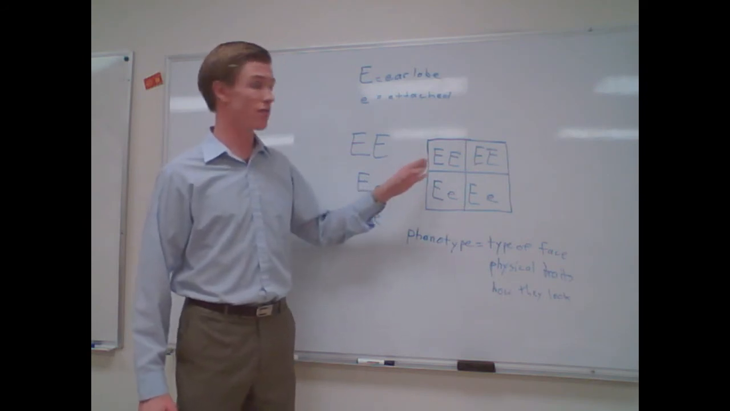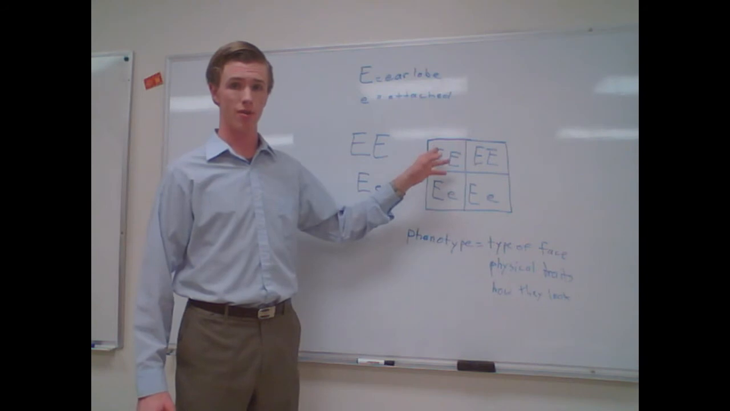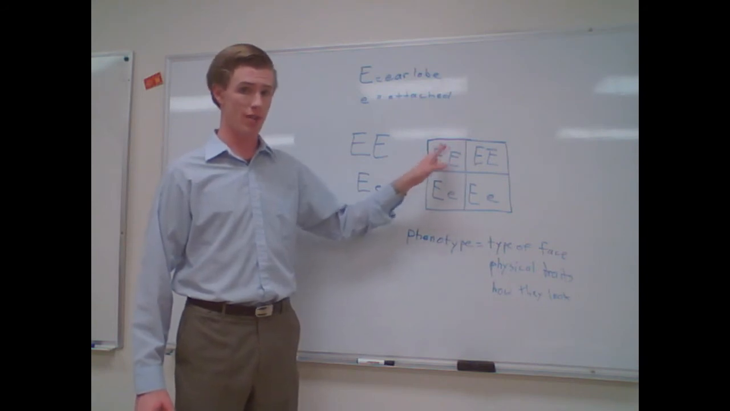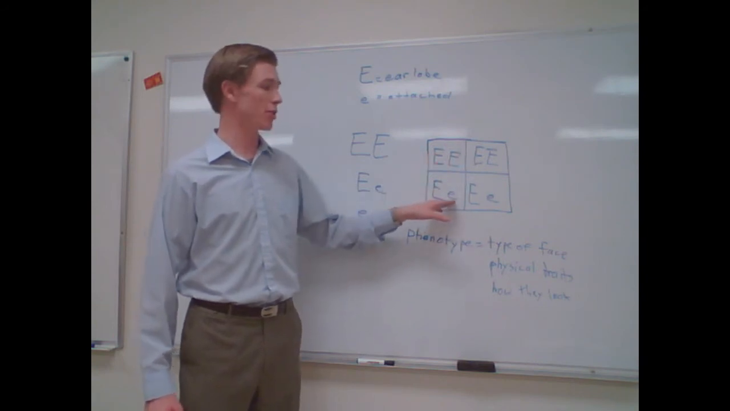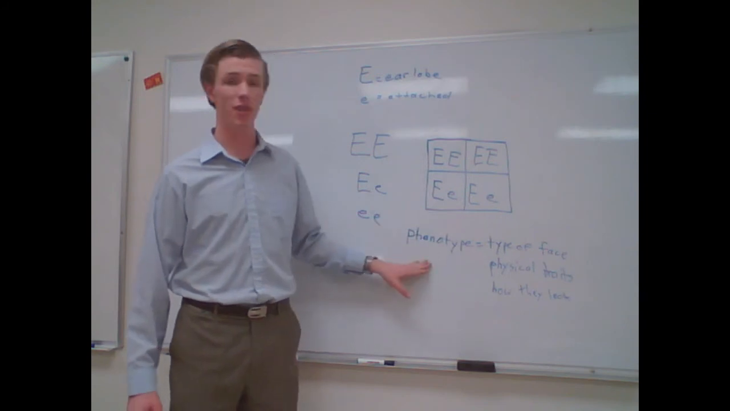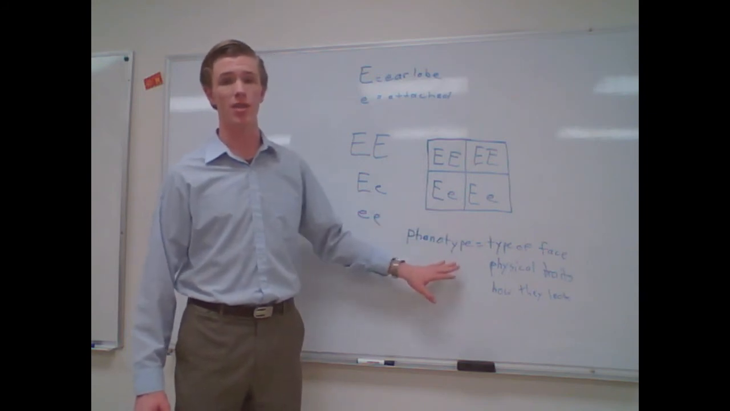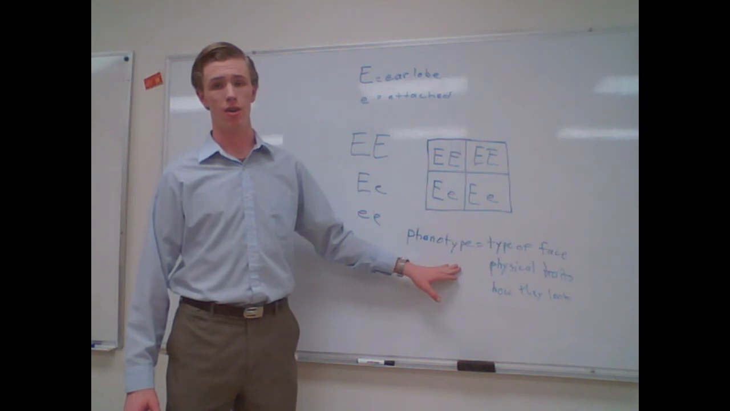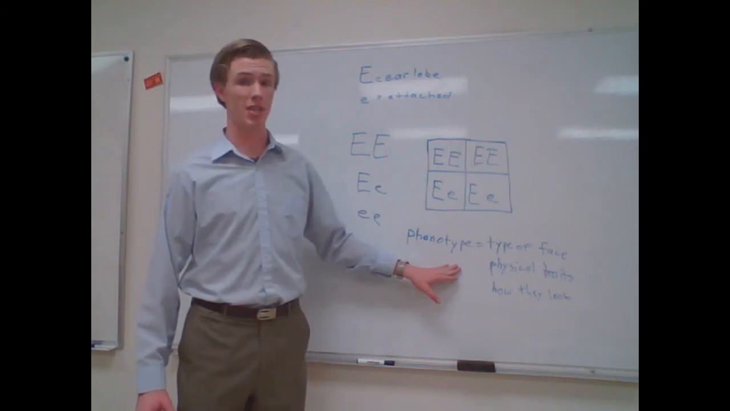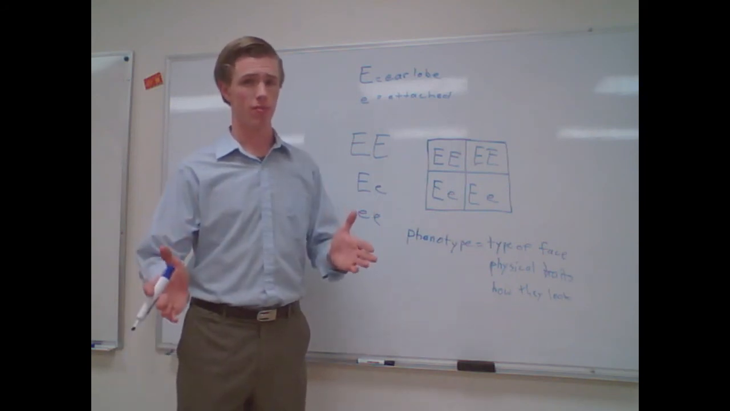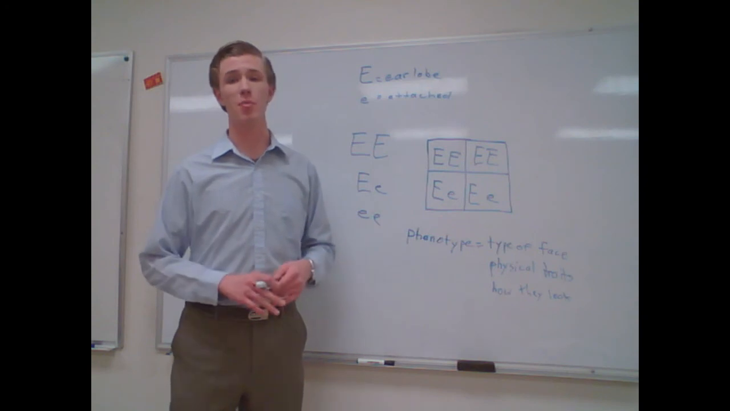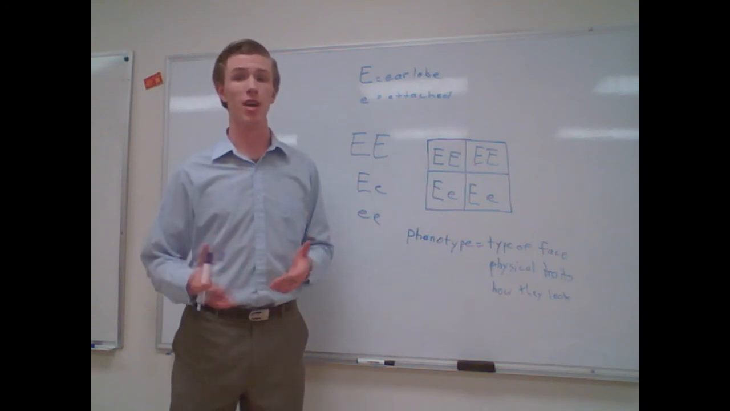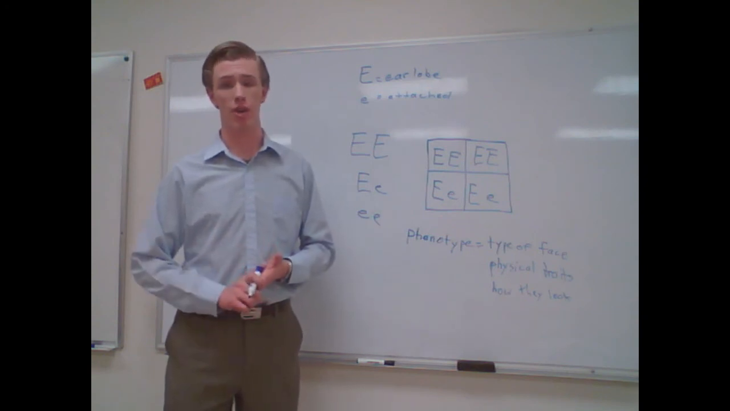For this one, you've got two types of genotypes, two capital E's together, or a capital E and a lowercase e, but they all have the same phenotype, or the physical appearance, the type of face, what they look like. So, genotype is the type of what? Genes. And phenotype is the type of face or physical appearance, what they look like. Okay?